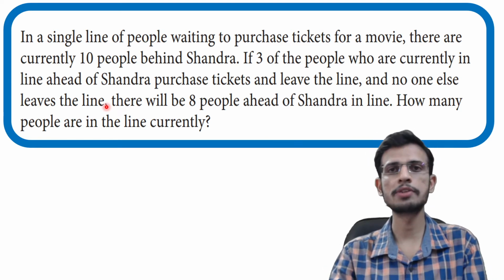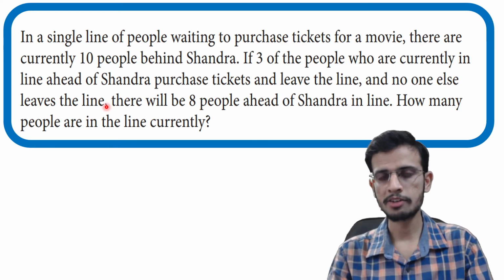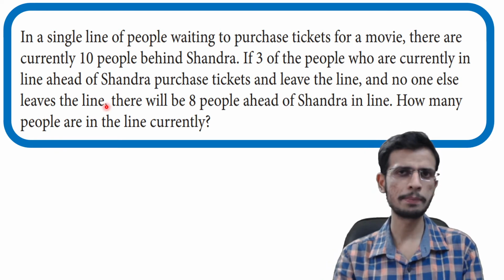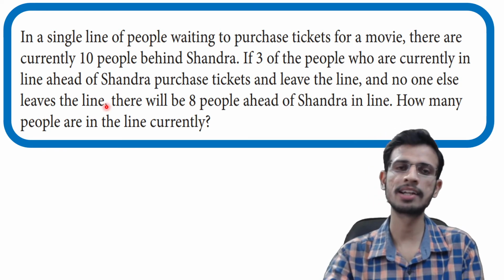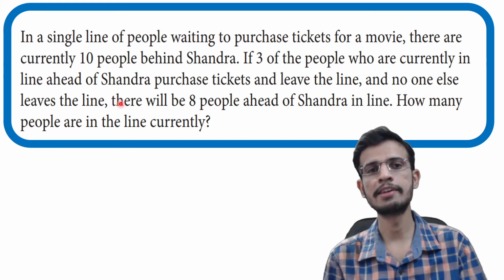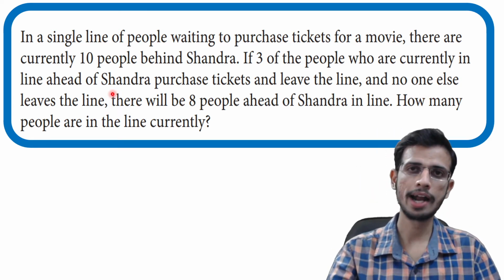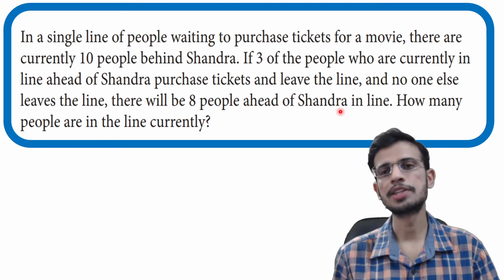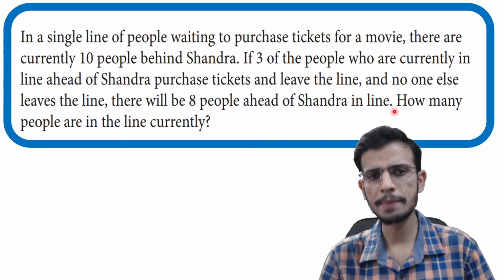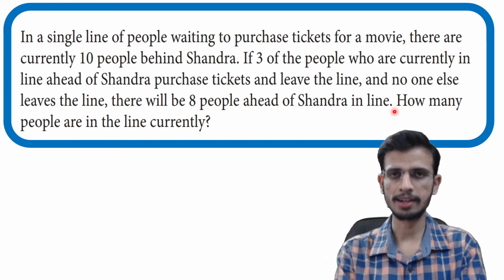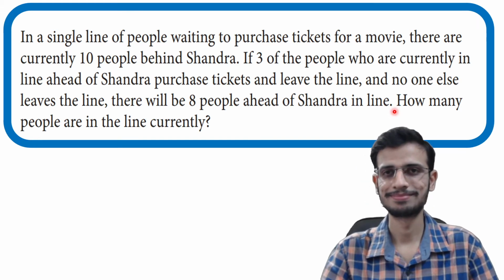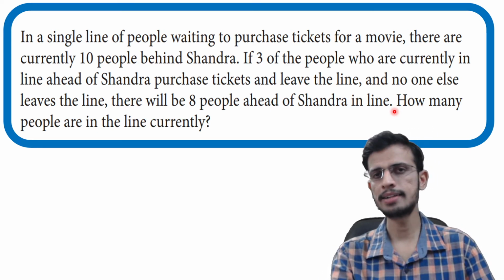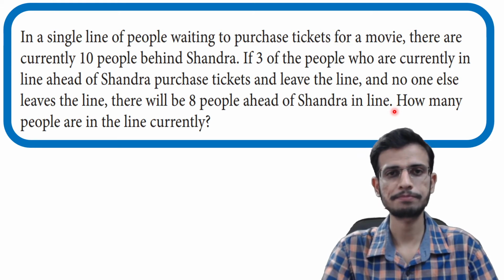No one other than them left the line. There will be a certain number of people ahead of Sandra. Out of those people, 3 people have purchased the ticket and left the line. And no one else leaves the line. Not from ahead, not from behind. Then there will be 8 people ahead of Sandra in the line. Then how many people are there in the line currently? Right? You have to find how many people are there in the line at the current state.